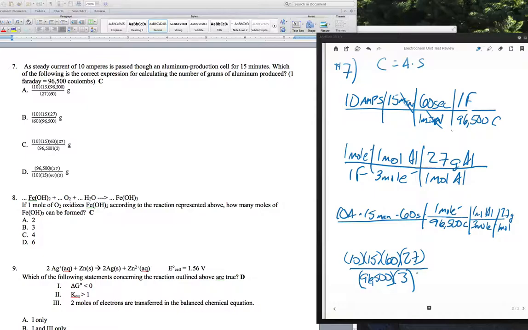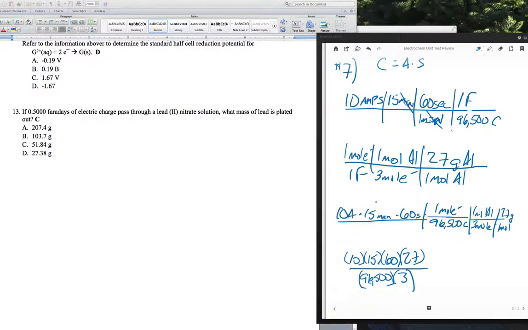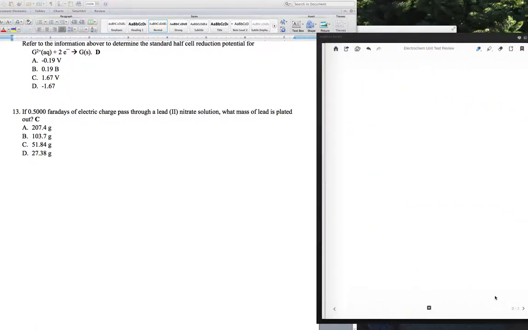Thank you. This is important, so let's go ahead and do 13 as well. Now we're starting with the Faradays, so it shortens it a little bit. For number 13, we skip over the amps, the minutes and seconds, and go straight to Faradays. Because the 96,500 is also the Faraday, it's not even going to be divided by 96,500.